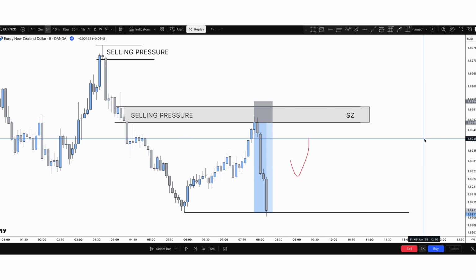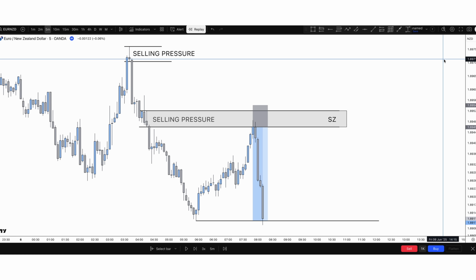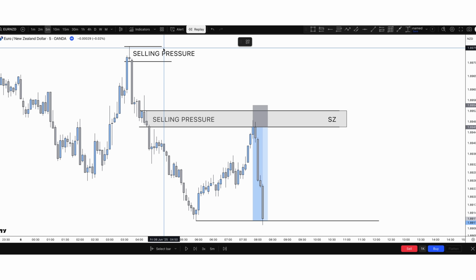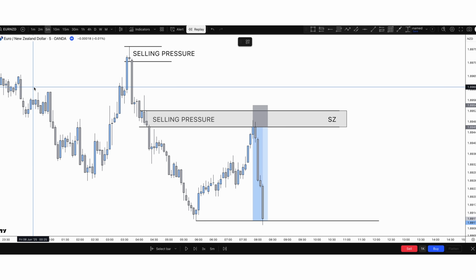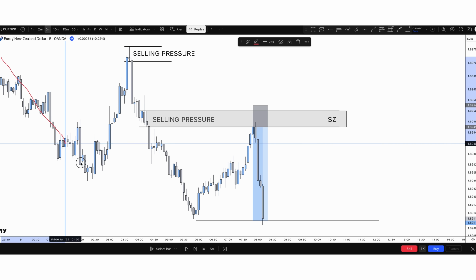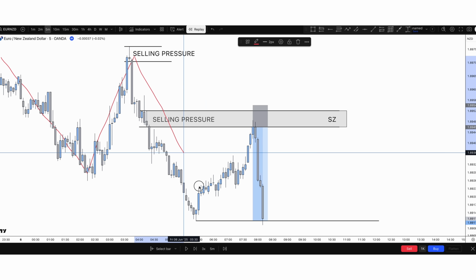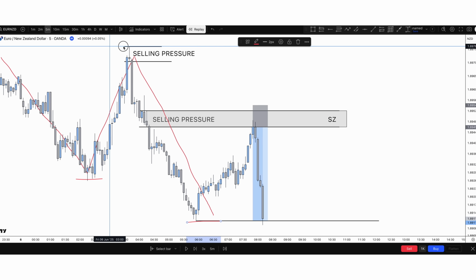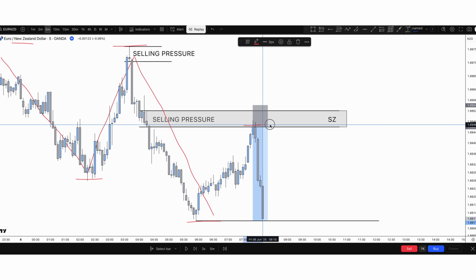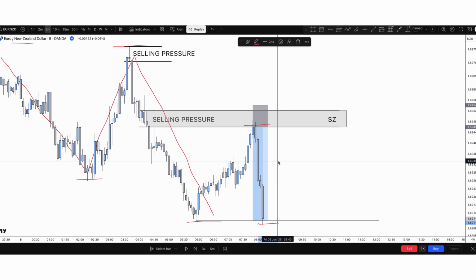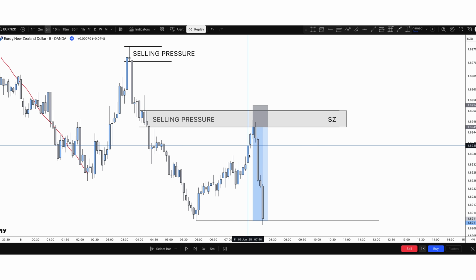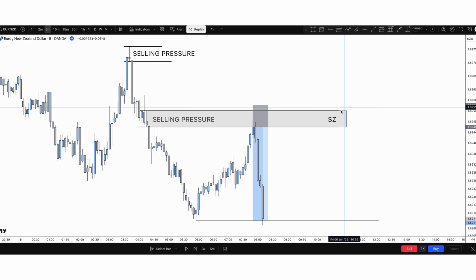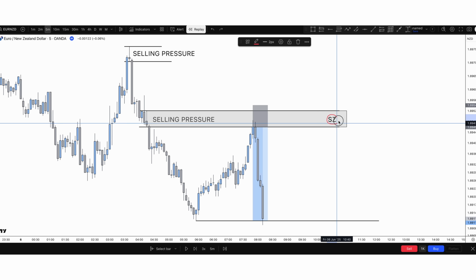Now, one very important thing about supply and demand is that you use it in line with the overall trend direction. So we can see this market is falling. It's creating lower lows and lower highs, meaning every low is lower than the previous one, and every high is lower than the previous one as well. So what this tells us is that the market is in what we call a downtrend, okay? And in a downtrend, we only want to focus on selling supply zones. We do not want to buy demand zones.